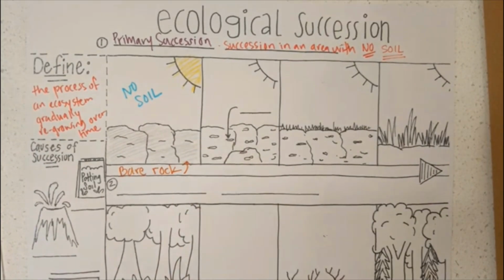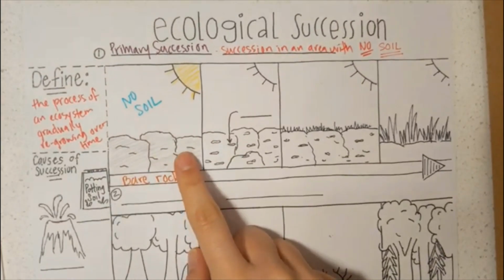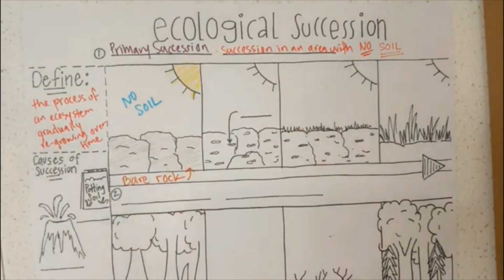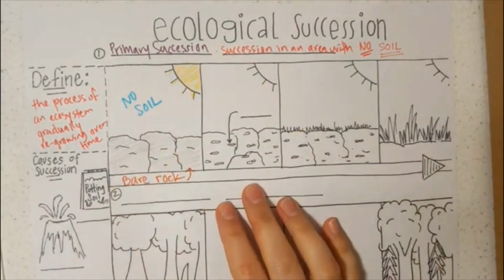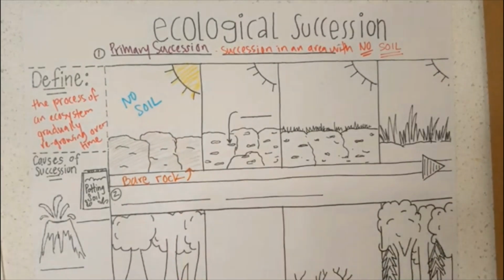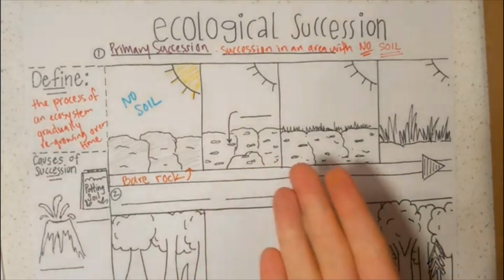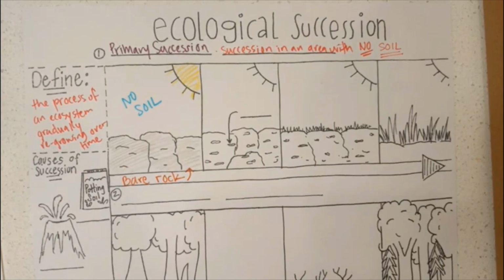Area with no soil. You might be asking, how do areas with no soil exist, or where would that exist? A couple different ways. A glacier could have went through this area and scraped all of the soil off of the bare rock. So all that's left is just bare rock. Or a volcanic eruption could have occurred, covered the whole area with molten lava, the lava hardened and formed just bare rock. So those are some ways that could happen.